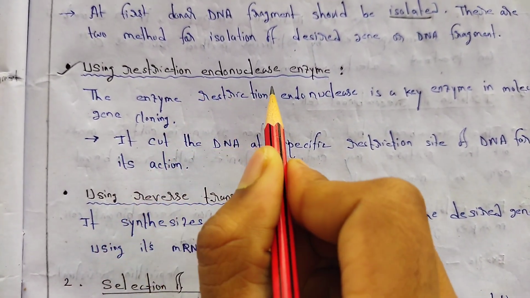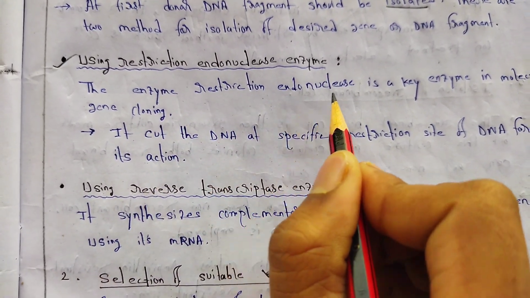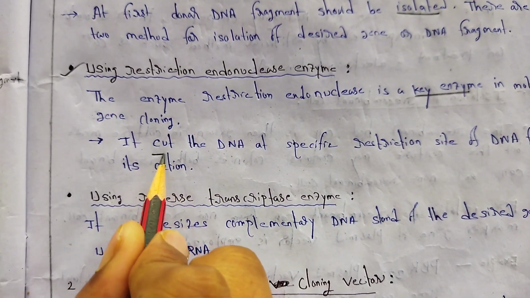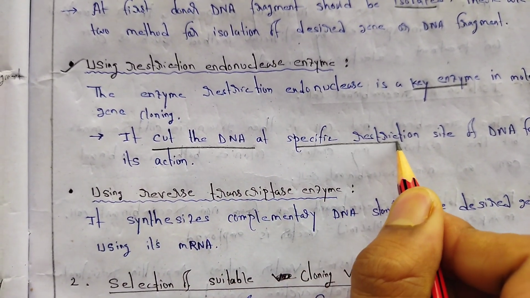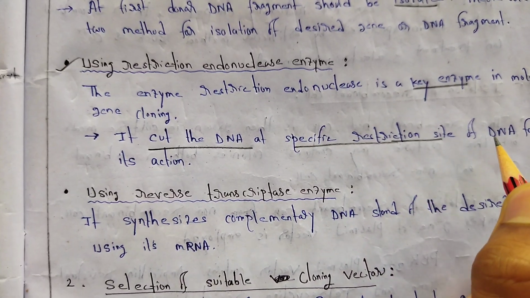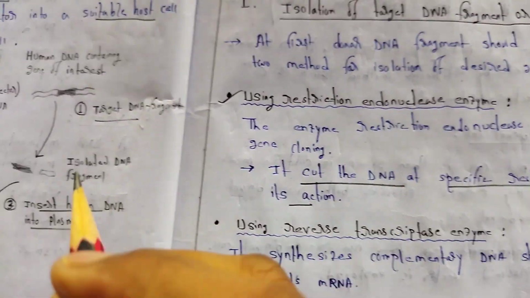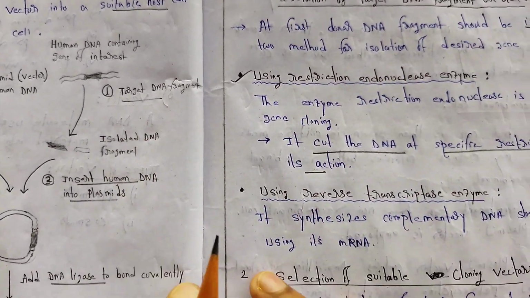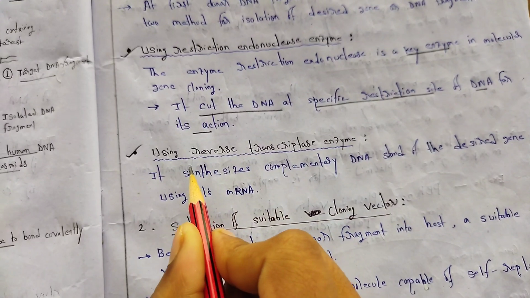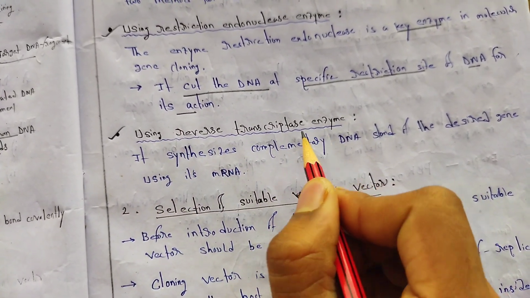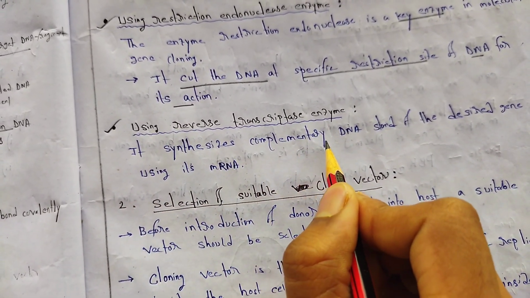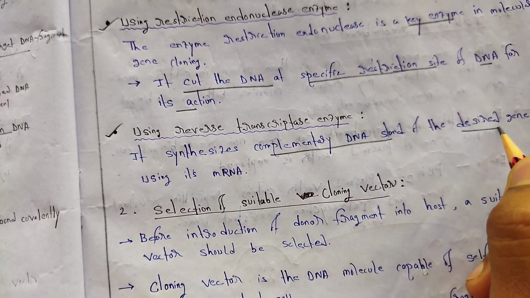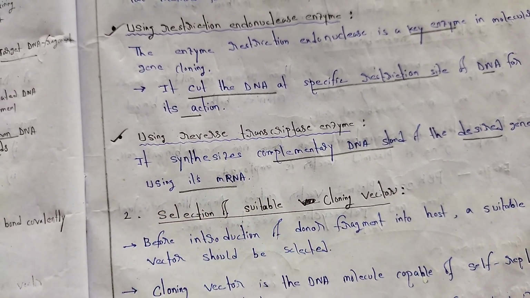The restriction endonuclease enzyme is a key enzyme. What does it do? It cuts the DNA at a specific restriction site of the target DNA. The second method uses the reverse transcriptase enzyme. It synthesizes a complementary DNA strand of the desired gene by using its mRNA.